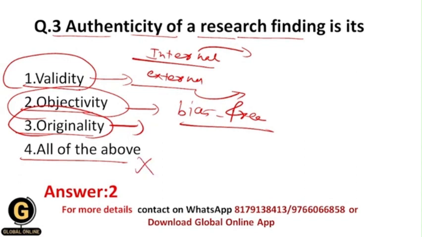Because you can give the authenticity of a research finding in terms of its objectivity, not its validity, and not its originality. Okay, all of you getting? I hope all of you understood, but still if you have any doubts, you can ask me in the comment box.